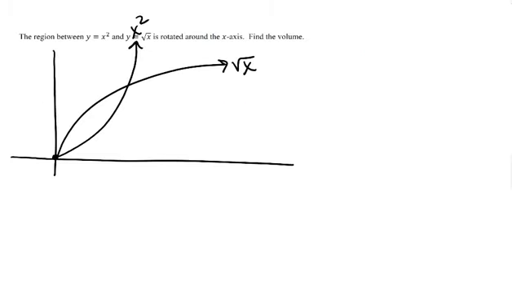The first one I've got for you is we're going to take the region between y equals x squared and y equals square root x, rotate it around the x-axis. Okay, so this is going to kind of look like a bowl, except the inside of it's going to be really convex, like a cereal bowl that would really not be good to eat out of.